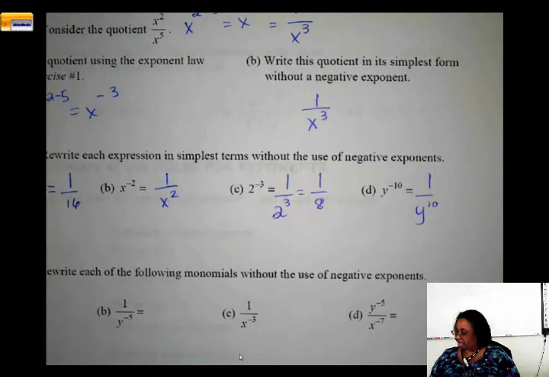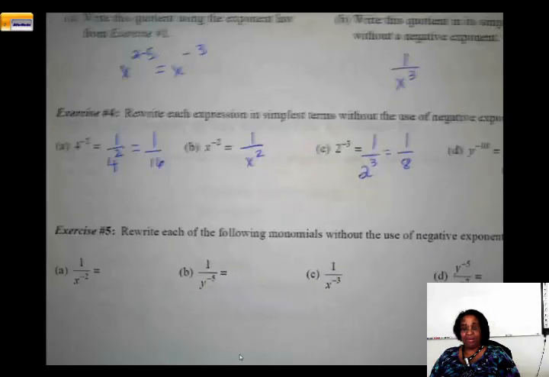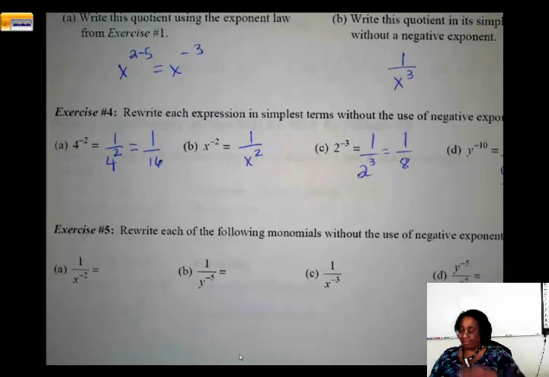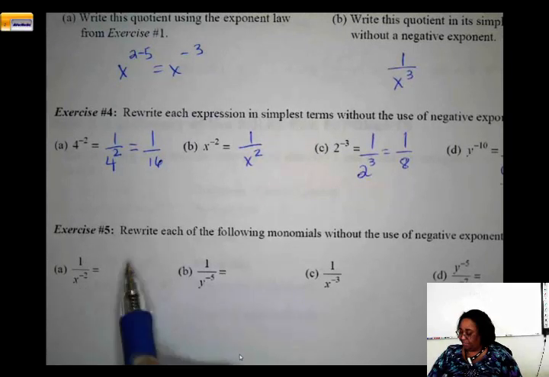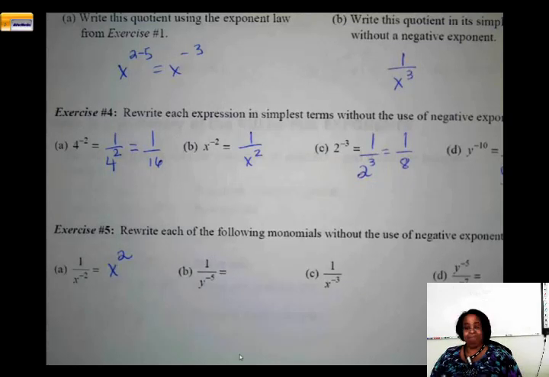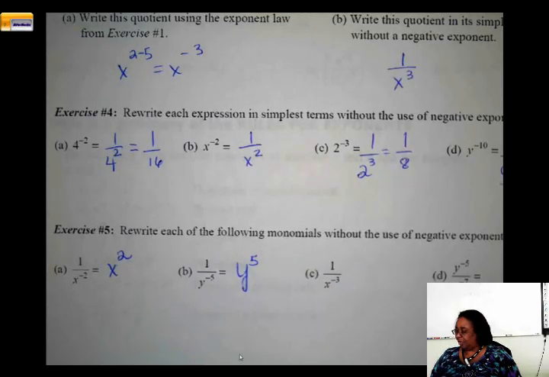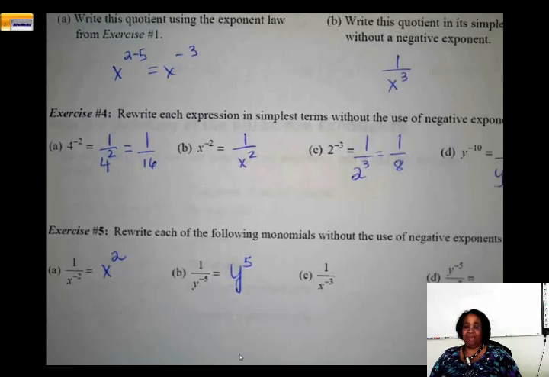Now on the bottom, page 3, exercise 5A, this is negative, so the inverse would be x squared. X squared. What would B be? Y to the 5th power. Y to the 5th power. What would C have as an answer?